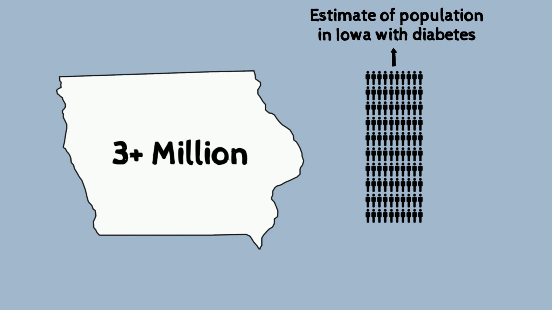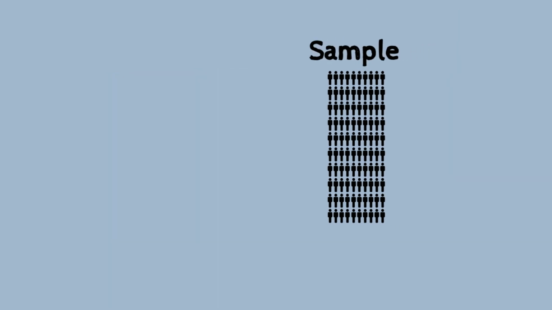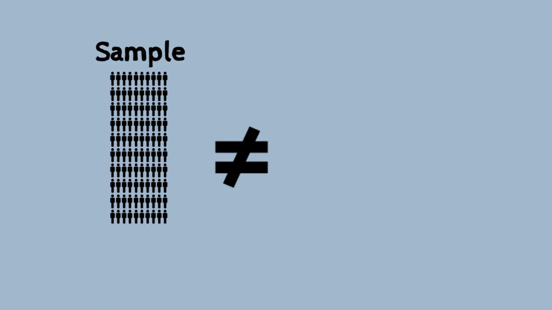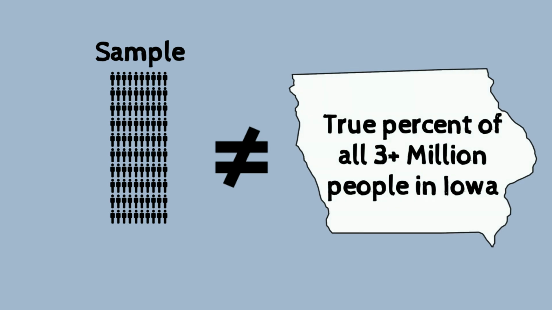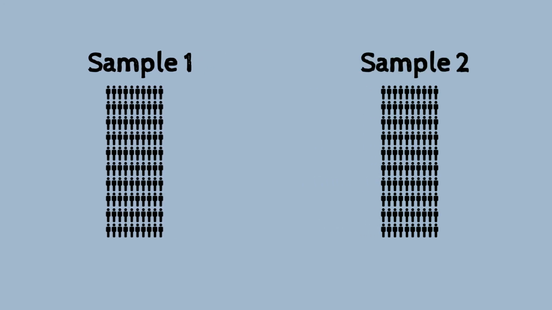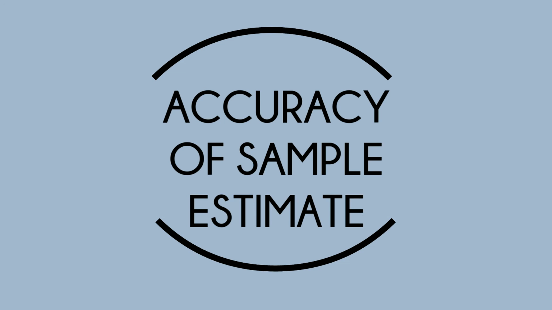However, we don't expect that the percent from our sample of 100 people will exactly equal the true percent from all 3 million people. In fact, if we took another sample of 100 different people, the percentage of those 100 that have diabetes will probably be different than our first 100. What the confidence interval does is it gives us an idea of the accuracy of the sample estimate.